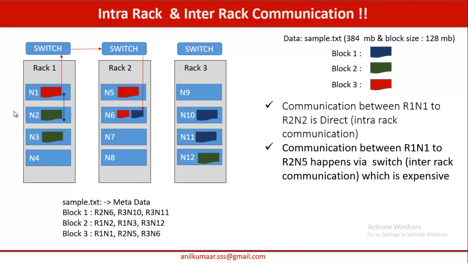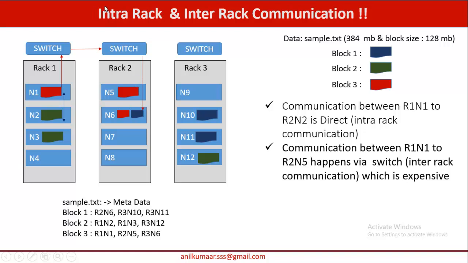this is purely intra-rack communication. But if you want to read, for example, this particular blue color block, nothing but block 1, via the switch, you have to connect to the next rack and read this. This particular phenomenon is known as inter-rack communication. The blocks under the same rack are intra-rack, and for the blocks on different machines on a different rack, you have to go with inter-rack communication. So this is what exactly I have mentioned here.